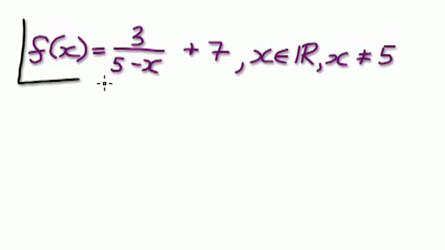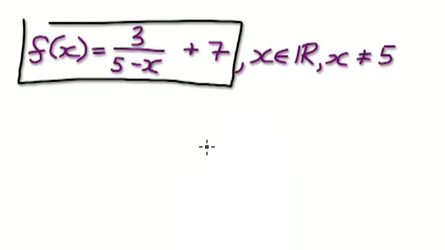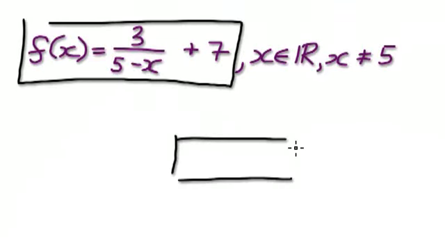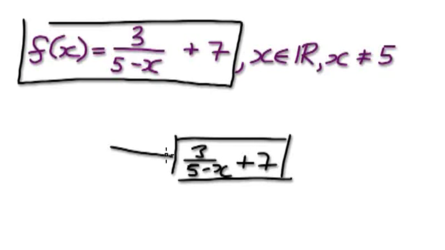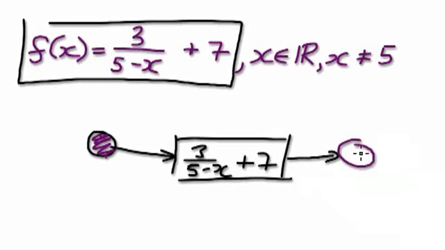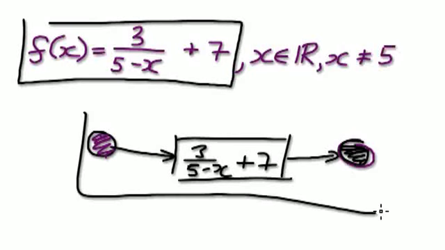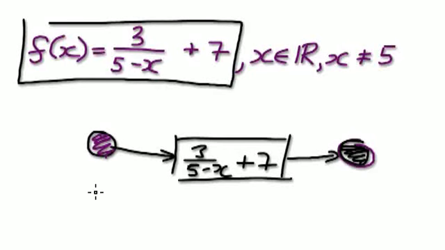So remember that there are lots of ways of imagining what a function is. We can imagine a function as, at the moment, this: 3 over 5 minus x, and then plus 7. So we're going to put a number into here. Let's just call it purple, and then it will spit out a number. Let's just call it black. Okay. So at the moment, this here is our function. We can put lots of different numbers into here, and then it will spit out whatever number out here.